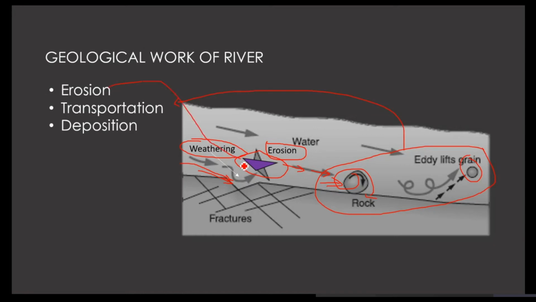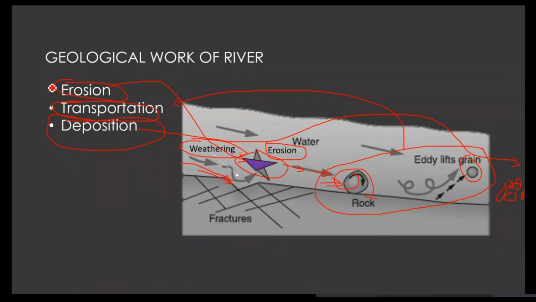So this is erosion and this is transportation, and deposition I am not showing here. Deposition is the feature where this transported material will be deposited somewhere and it will produce some landforms. So that process is called the deposition process. So rivers do all these processes. What are those three? Erosion, transportation and deposition.